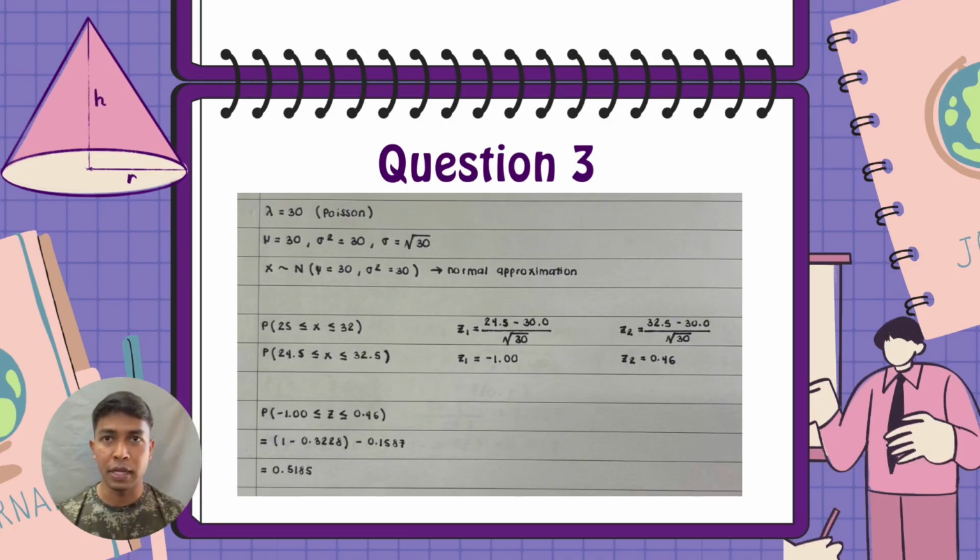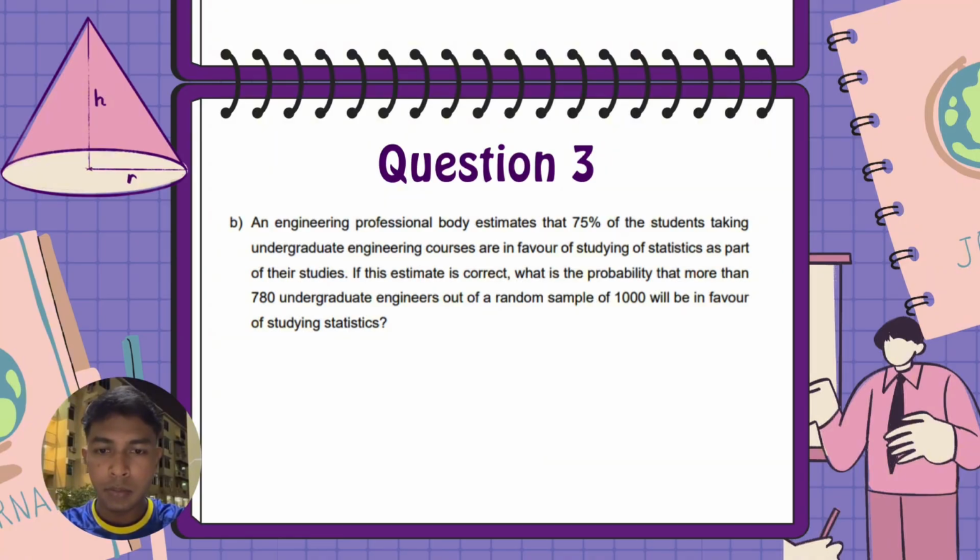We are asked to find the probability that the number of visitors is between 25 and 32 inclusive. Using continuity correction, this becomes 24.5 less than or equal to X less than or equal to 32.5. Next, we convert these values into z-scores. For 24.5, the z-score is -1, and for 32.5, the z-score is 0.46. Using the standard normal table, the probability between -1 and 0.46 is 0.5185. Therefore, the required probability is 0.5185.